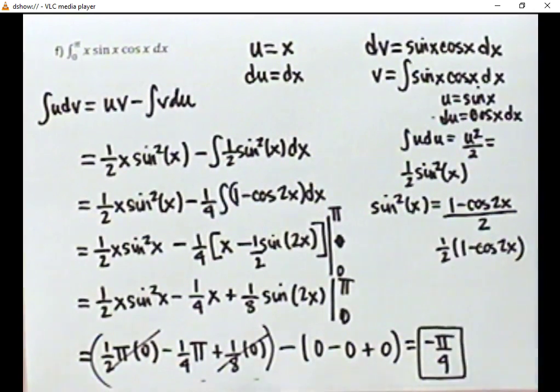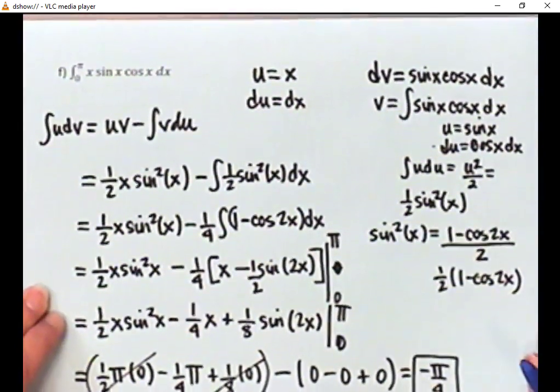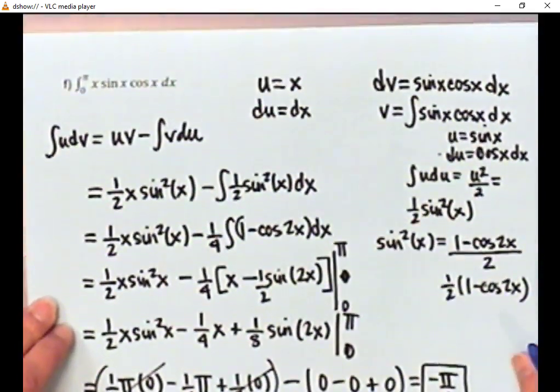This is sometimes called the power reducing formula, and there's one for sine squared, cosine squared, and tangent squared, which is kind of interesting there. Okay, so that's more fun, integration by parts. Questions on that one? So lots to remember.